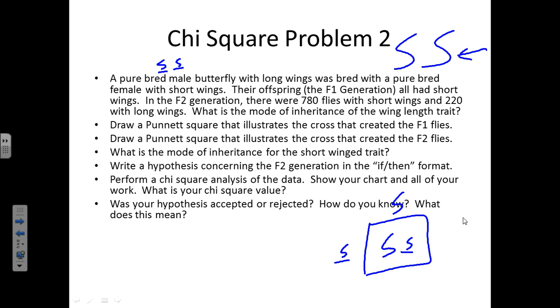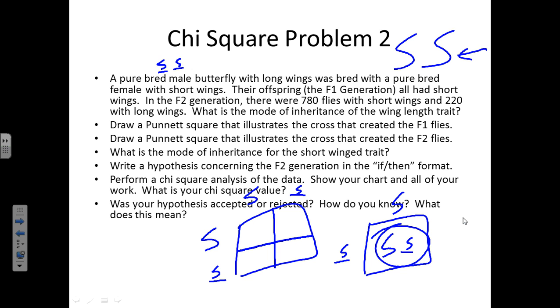The second question, how do you get the F2s? Draw a Punnett square that shows this. So these are what the F1s look like. You got to cross two of those to make the F2s. So our Punnett square would look like this. So those would be short, short, short, not short, long. So we're getting a 3-to-1 ratio, right? 3 shorts for every 1 long.